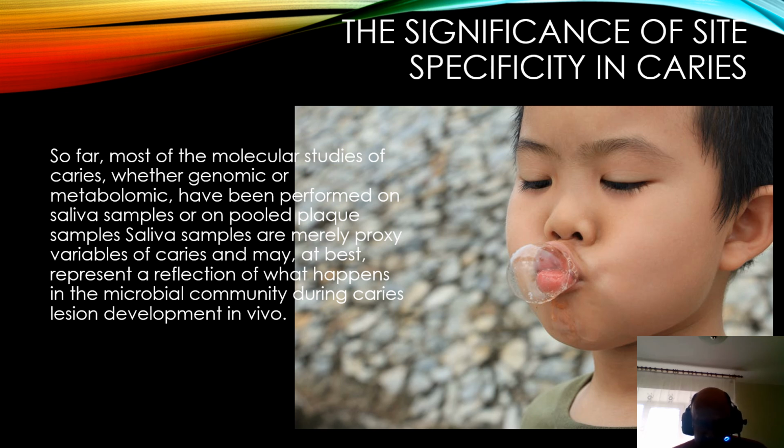Let's talk about specificity in caries. So far, most of the molecular studies of caries, whether genomic or metabolomic, have been performed on saliva samples or on powdered plaque samples. Saliva samples are merely proxy variables of caries and may, at best, represent a reflection of what happens in the microbial community during caries lesion development in vivo.